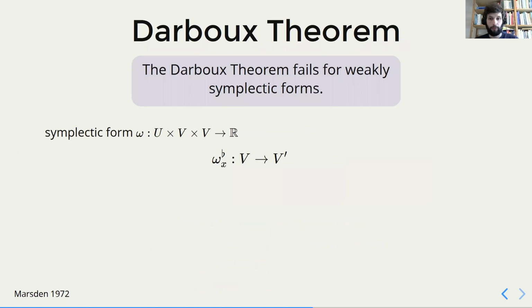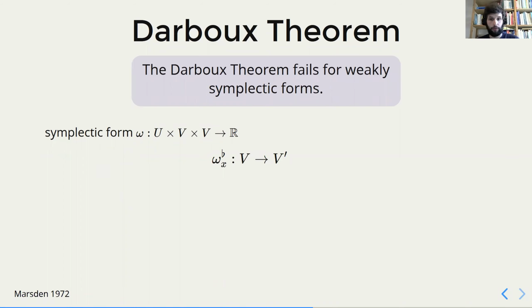And there's something else that fails for weakly symplectic forms, and that's the Darboux theorem. As a reminder, the Darboux theorem says that if you have a symplectic form in finite dimensions, which might depend on some point, then locally you find diffeomorphisms such that you can make the symplectic form constant. And what goes wrong if you consider weakly symplectic forms is a counterexample that was originally due to Marsden. It's also pretty old already.